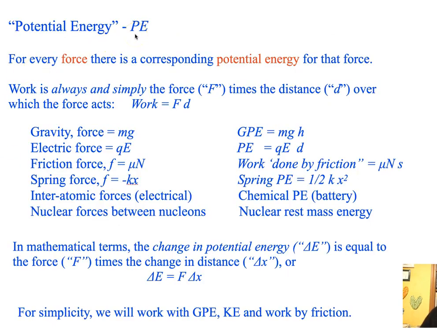What are the potential energies here? So it says here for every force, there's a corresponding potential energy for that force. And it's always this simple, okay? The force times the distance that the object moves in the force field, that's called work. And work has the same properties as energy, okay? And so, for example, let's list a bunch of forces. Here's the force of gravity. That's what keeps you in your seat, okay? The force is m times g, your mass times the acceleration of gravity. That's the force that holds you down to the surface of the Earth.